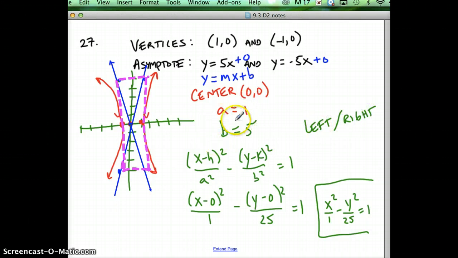So again, this B was the important part. It's from the center to the edge of the box, and the box is made up of basically A and B. Here's A. Oh, that was my dog. A goes from center to vertex. B goes from center to the edge of the box, and those are the two dimensions that kind of form the box.